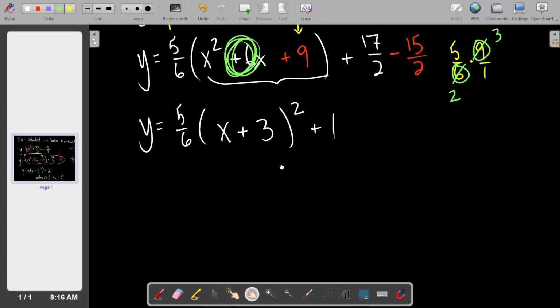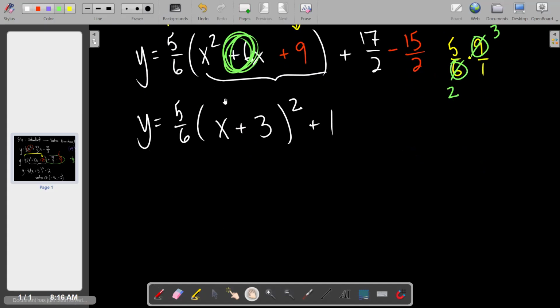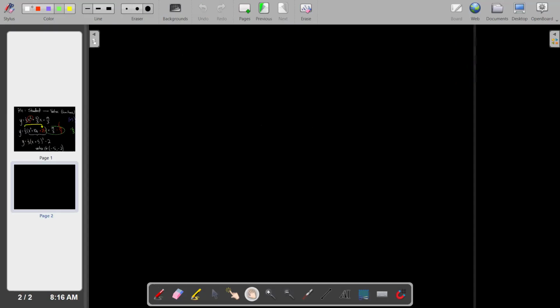Where's the vertex? And how would you describe this graph? Almost normal, opening upwards. 5/6 is almost not even noticeable. It's less noticeable than its predecessor. 3/4 was not very noticeable. 5/6 is near normal. So last one.